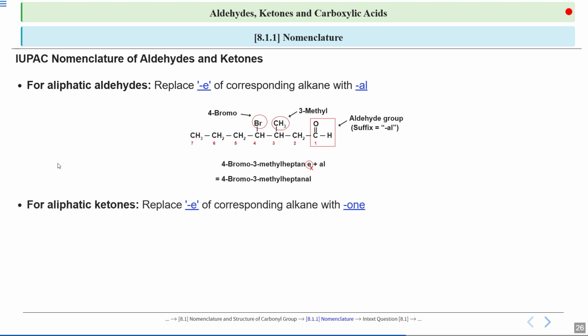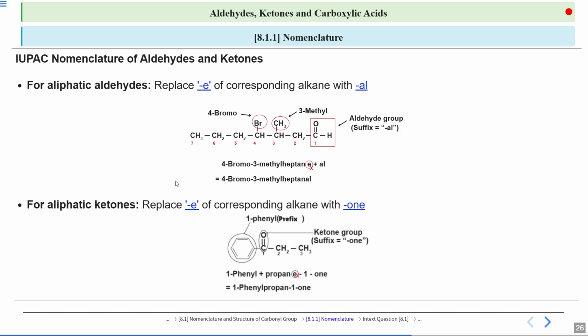Now if I talk about aliphatic ketones, then for aliphatic ketones, you replace the E of the corresponding alkane with ONE. Okay, so you replace the E by ONE. So if you see over here, you have to do the numbering in such a way that the carbonyl carbon gets the least possible number. So we'll do numbering from this side, that is 1, 2 and 3. On the carbonyl carbon, a phenyl group is attached. And how many carbon atoms are there? 1, 2, 3. So the root word will be propane, and the E is replaced by ONE.